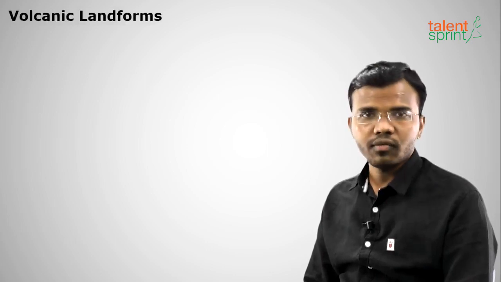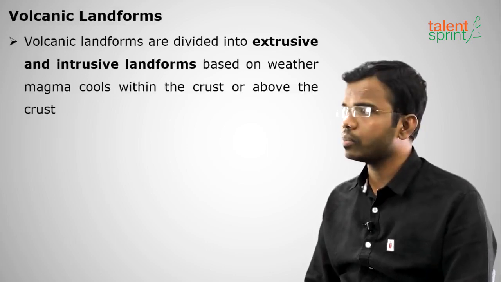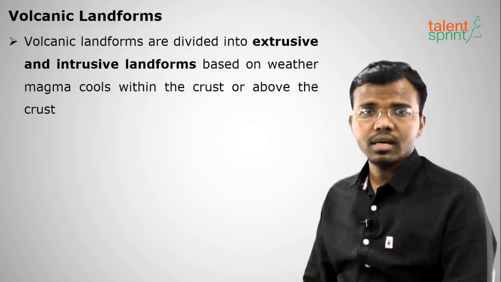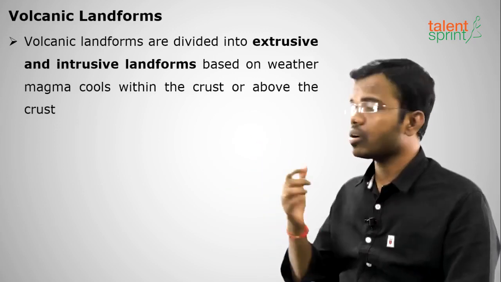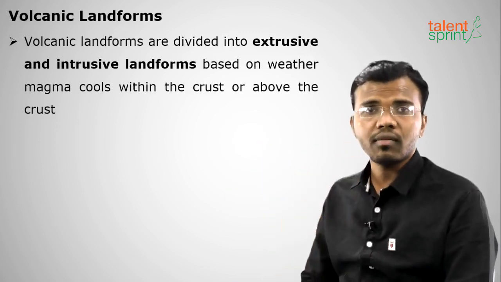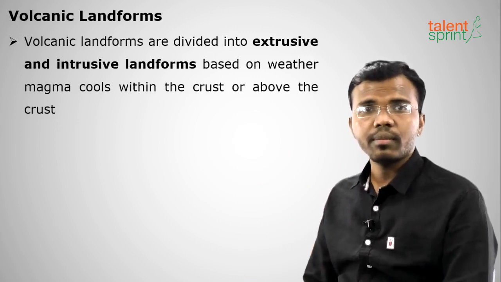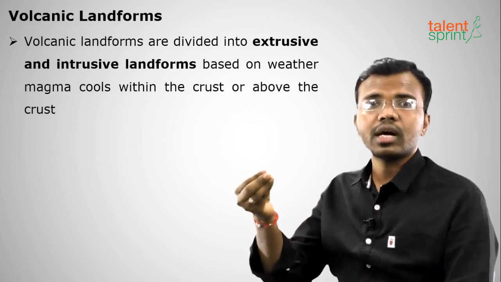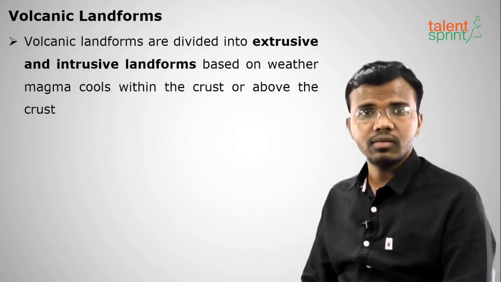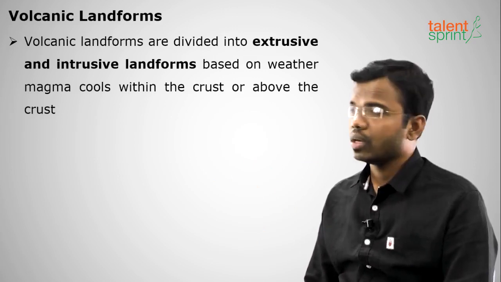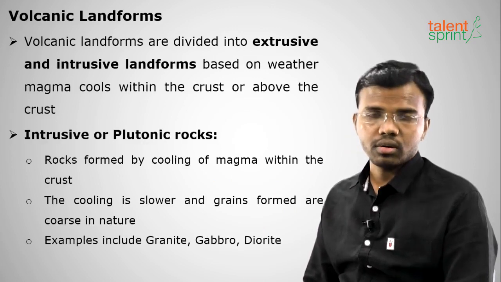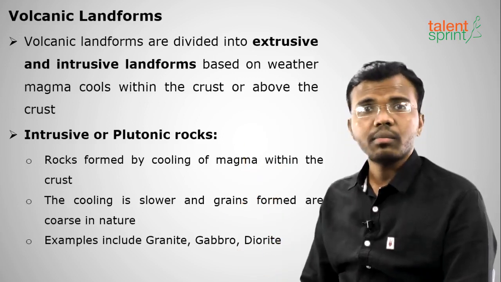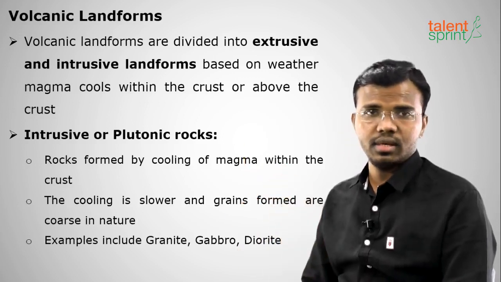Moving on, volcanic landforms. There are two types of volcanic landforms: first is intrusive landforms and next is extrusive landforms. Why are these caused? If the cooling of magma happens inside the earth, it will result in an intrusive landform. If the cooling of lava happens outside the earth, it will result in an extrusive landform. Intrusive or plutonic rocks are formed generally when the magma cools inside the surface of the earth.